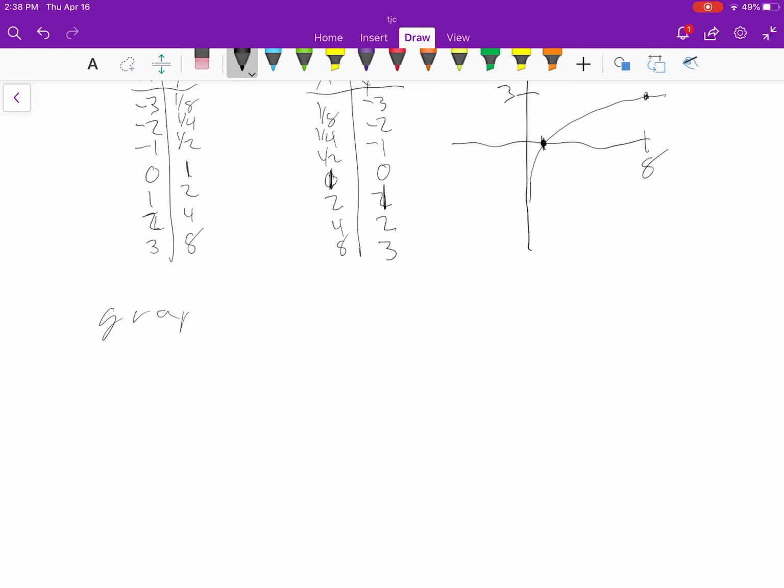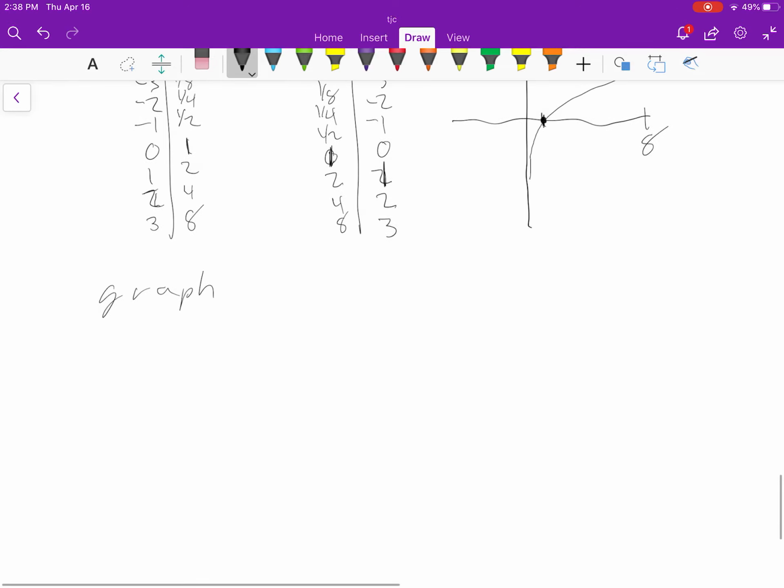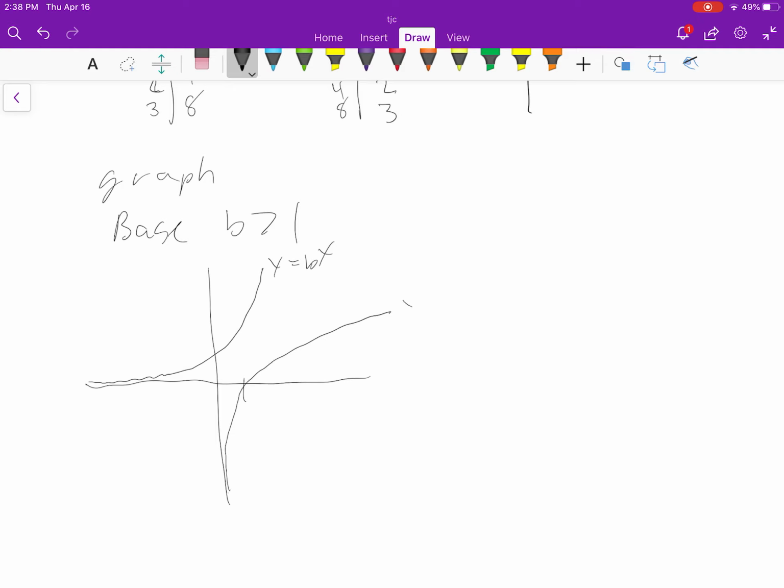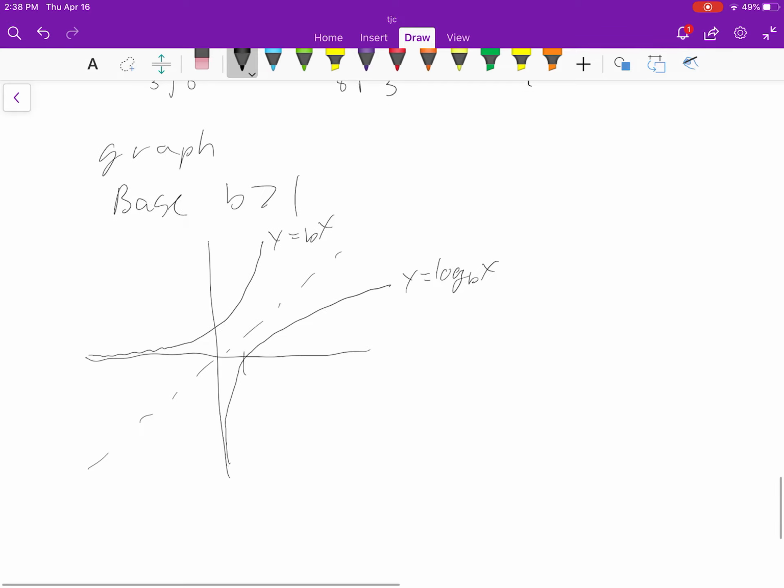So for graphs, let's talk about some simple examples here. Let's look at varying the bases. If your base b is greater than 1, then here will be the exponential for y equals b to the x. Here will be the logarithmic. This is y equals log base b of x. So we've graphed that with base b.